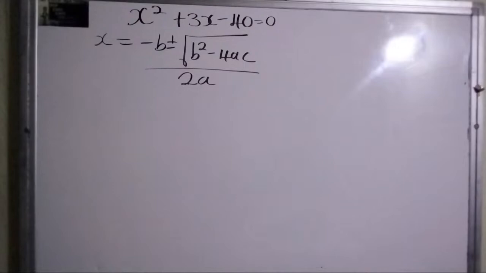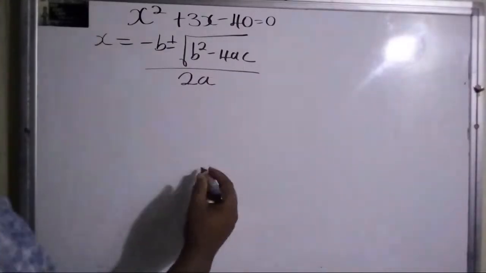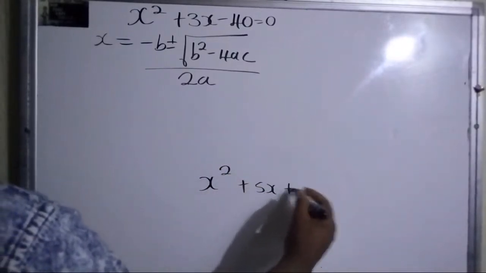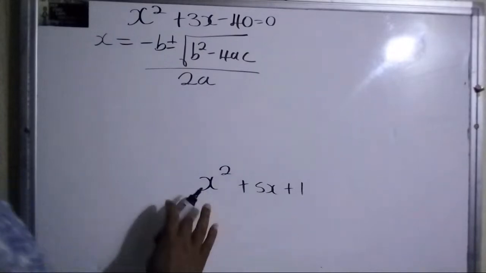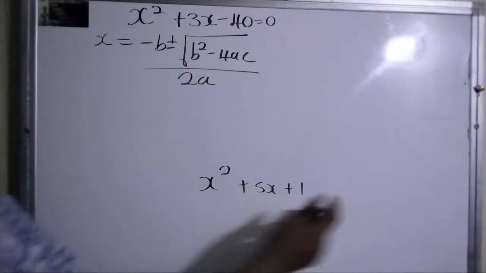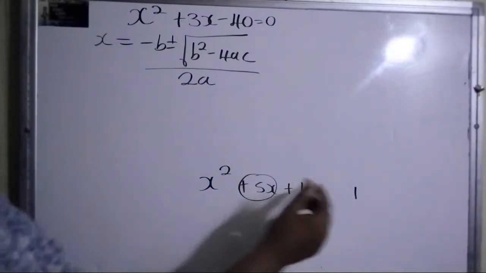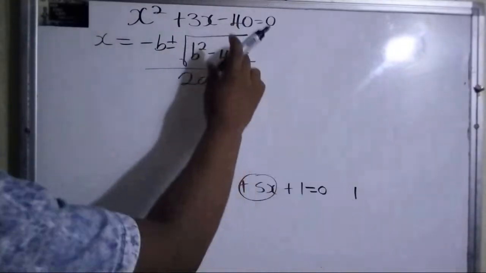Alright, good question. How do we know when to use the formula versus when we use the AC or the factor method? You see, when we cannot get b, we use the quadratic formula. Let me use an example. Let us say we have x squared plus 5x plus 1. Once we multiply a times c, we're going to get 1, right? So there's no way we can add to get b. That is when we use this quadratic formula.